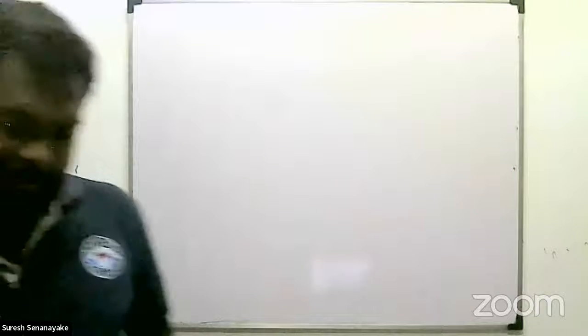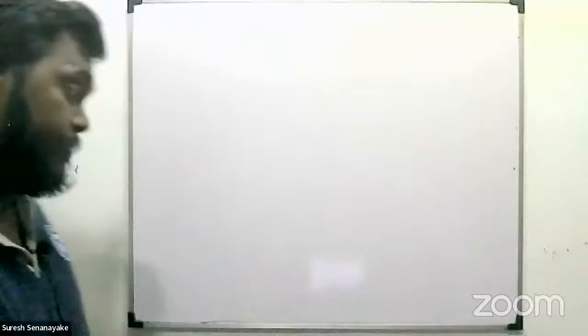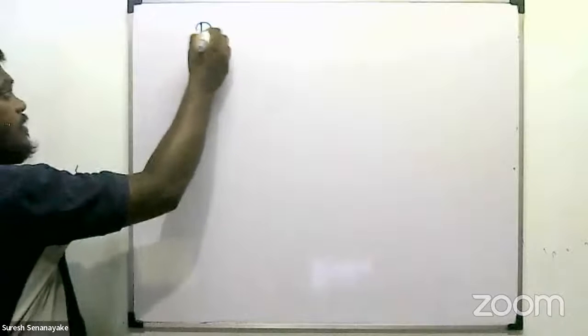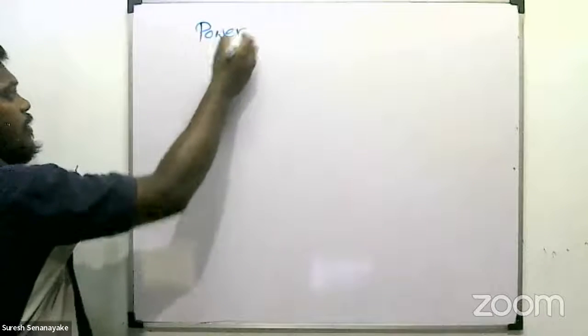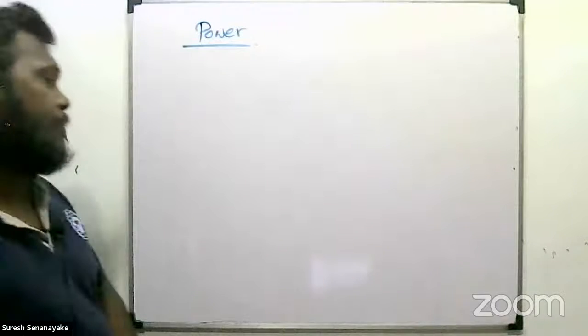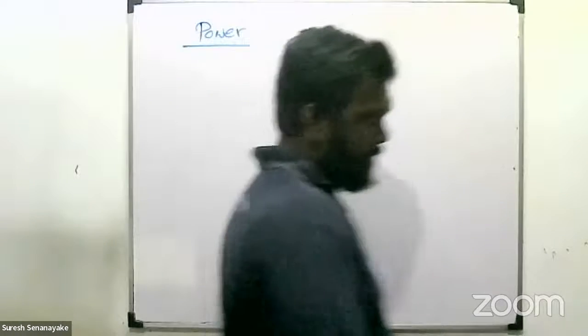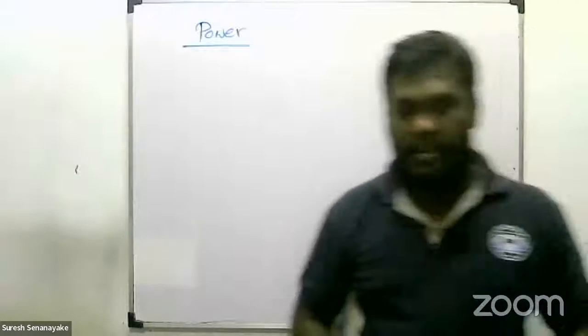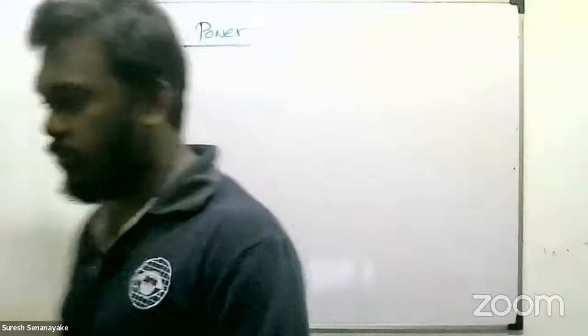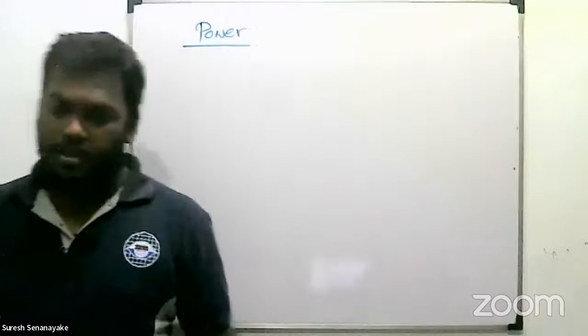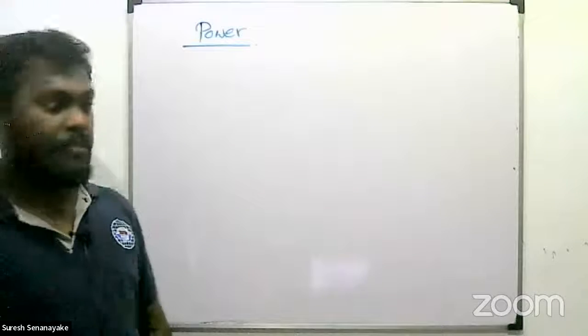Then write the power. Power is the rate of work done, right? That's the work done divided by the time taken to do this work, the total work. So here we are writing the average power.